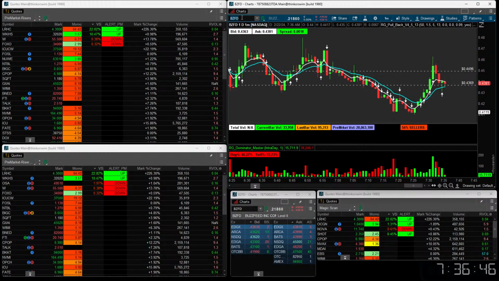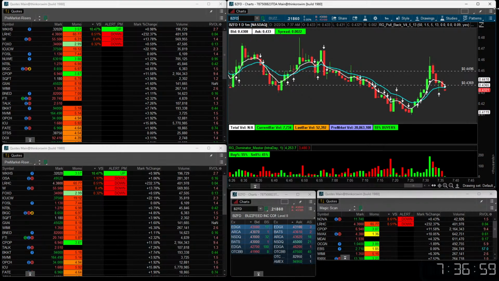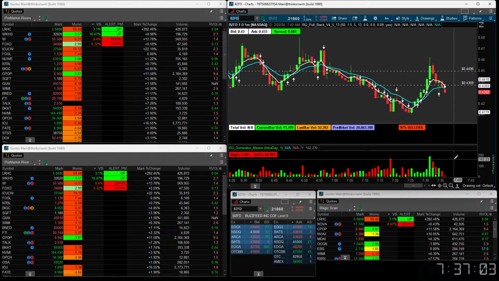Sam, a scalp can last 2 to 3 minutes. It can last however long it takes till I feel like I need to get out. I'm mainly watching these bars down in Dominator. That's what's going to tell me to stay in or not. It's not a time thing. It's a momentum shift.